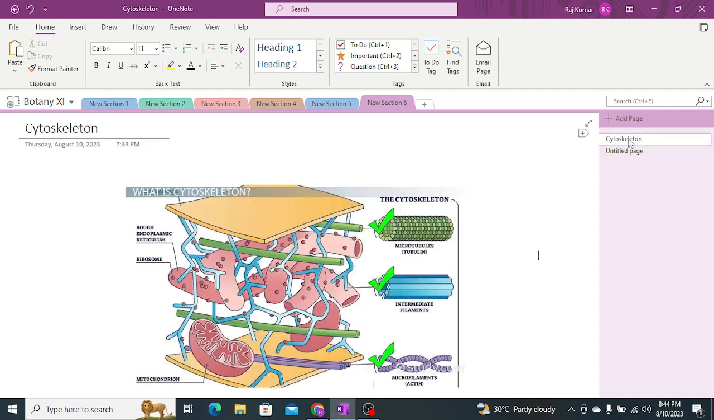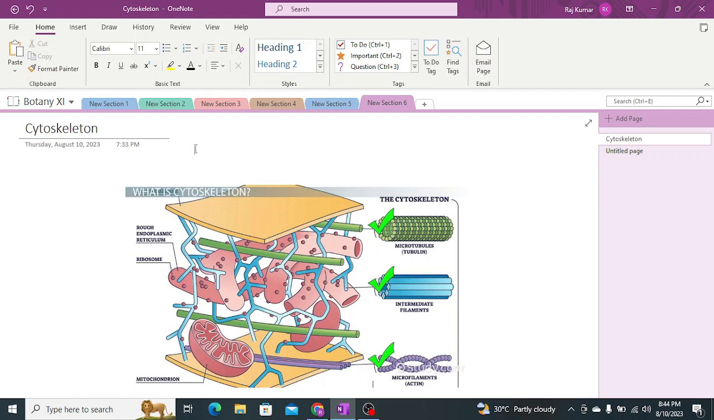Today we are going to discuss a new topic, which is the cytoskeleton. Previously we discussed the cytoplasm, and now we are going to discuss the cytoskeleton. What is the cytoskeleton? The cytoskeleton is defined as a filamentous proteinaceous structure of different protein fibers which collectively form the skeletal and structural framework of a cell.